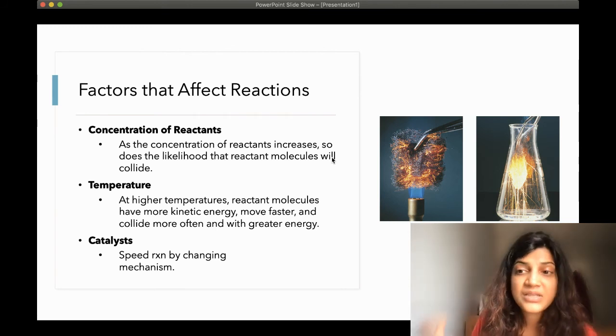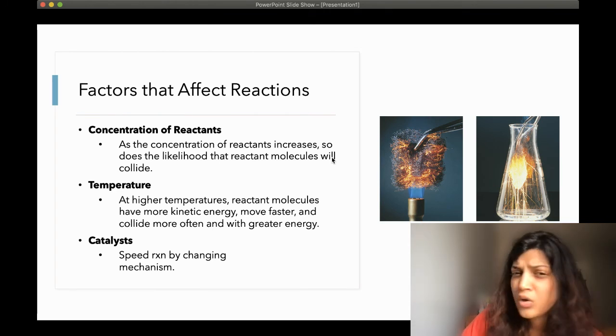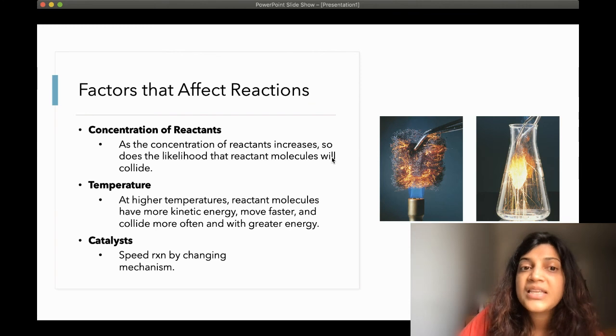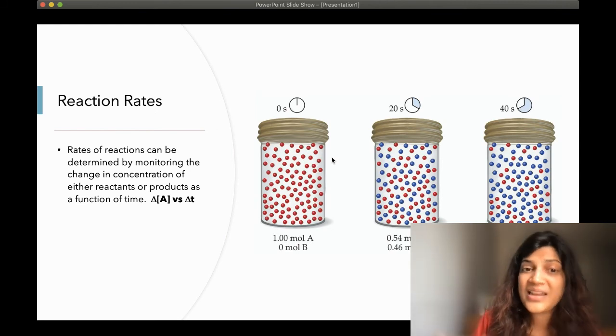So if some process is going very, very slow, we can speed it up artificially or naturally using a catalyst, right? So these are some of the factors that affect reactions. These are not the only factors, but these are the most important factors that determine the rate of reactions. So what is that rate of reaction that I keep on saying again and again, right?